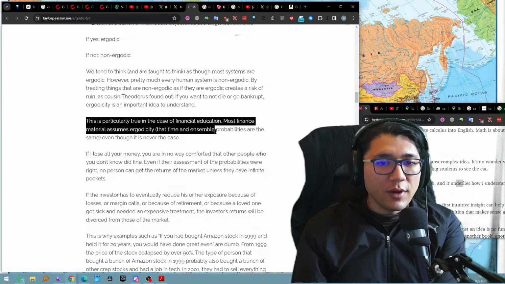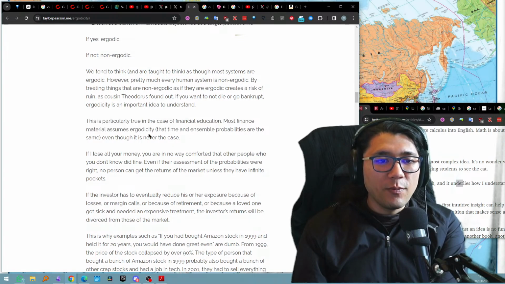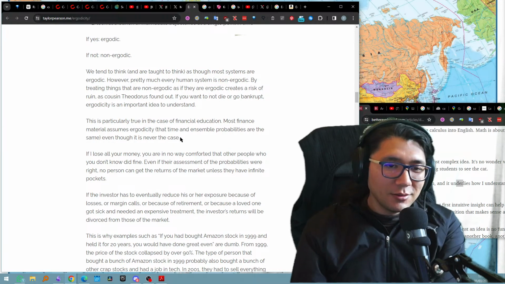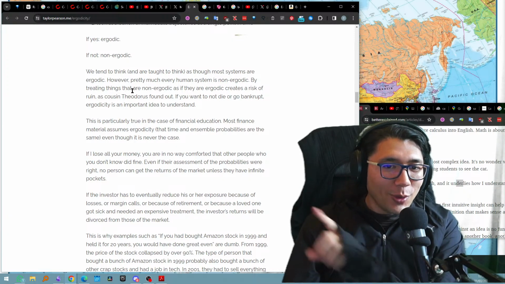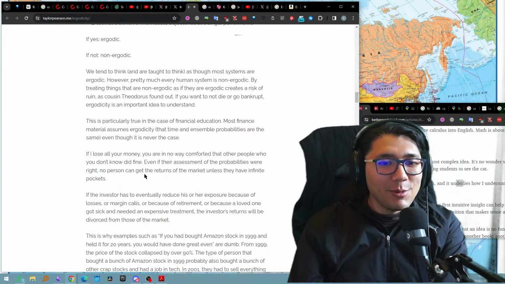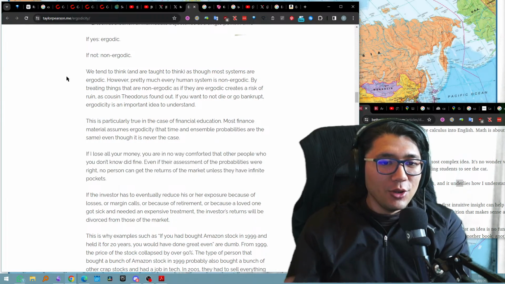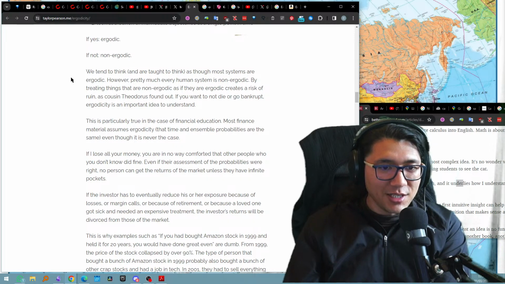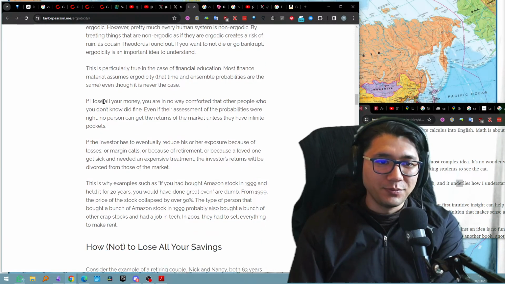This is particularly true in the case of financial education. Most finance material assumes ergodicity, that time and ensemble probabilities are the same, even though it is never the case. If I lose all your money, you are in no way comforted that other people you don't know did fine. Even if their assessment of the probabilities were right, no person can get the returns of the market unless they have infinite pockets.